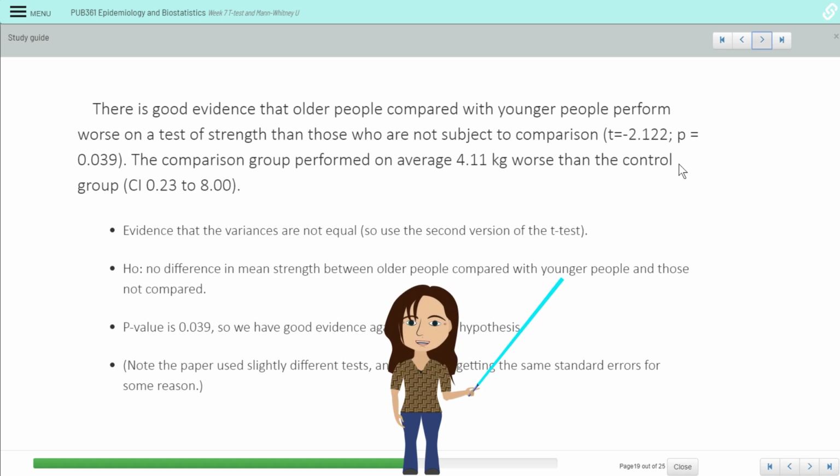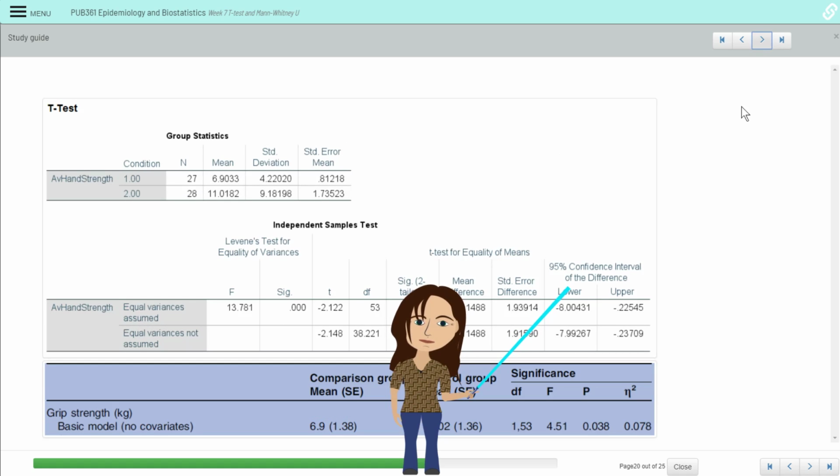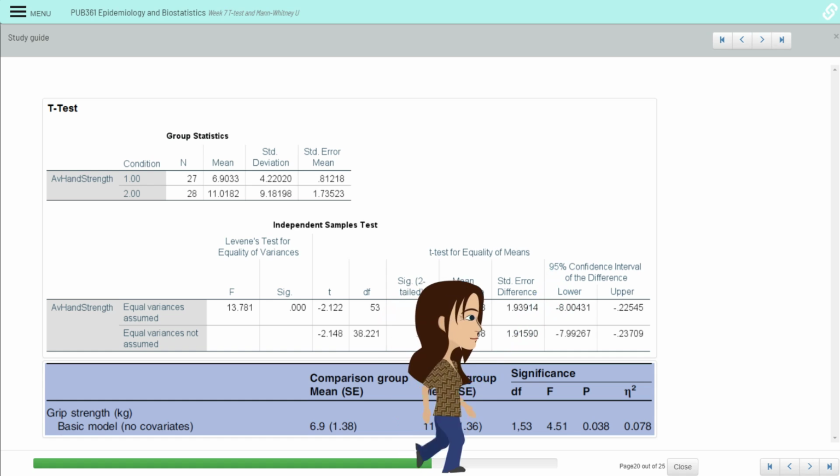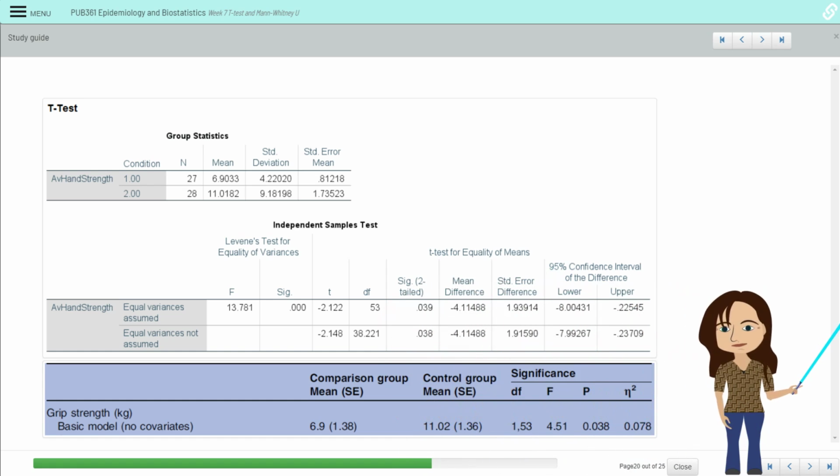So the conclusion when we run the test in this case, I feel like I've missed the output from the test. There's the output. I'm not sure why they were in the wrong order. Let me walk off to the side. So here we've got in group 1 and group 2, we have a mean hand grip strength of 6.9 and then 11 in the other group.